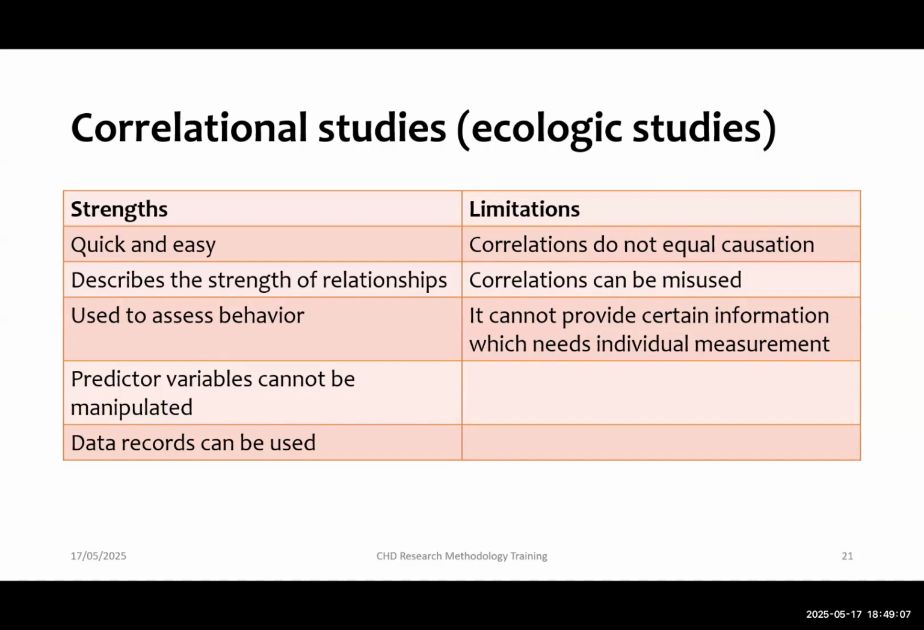They can be used for behaviors. You cannot have predictor variables that you manipulate, because it's a descriptive study. We know that you cannot manipulate it, which you can do in intervention studies. And because you easily use data that have already been recorded, it makes it easy to use. The disadvantage or limitation is that correlational studies do not equal causality.